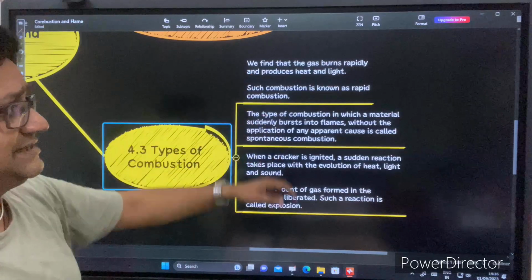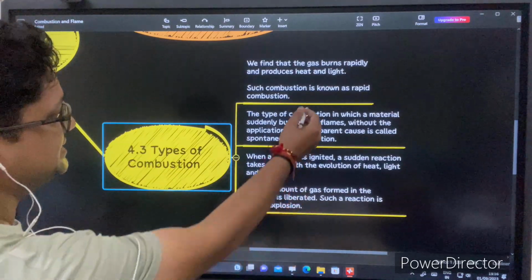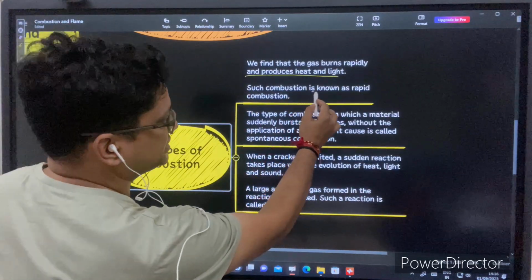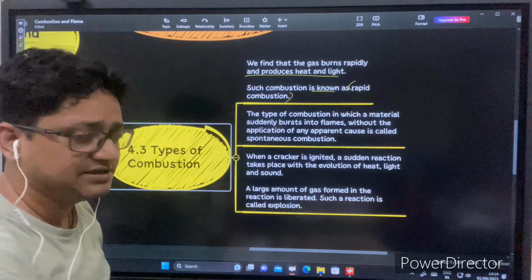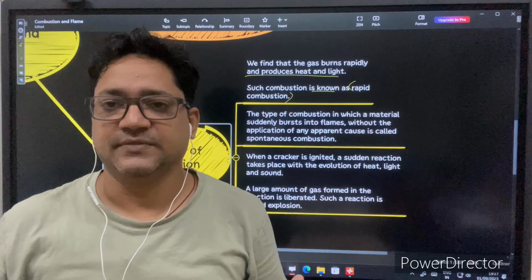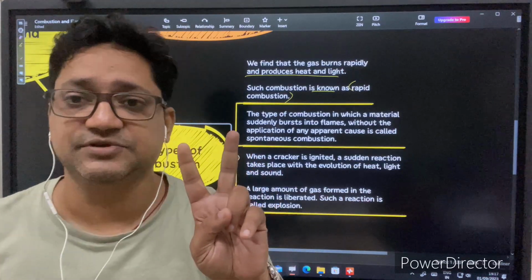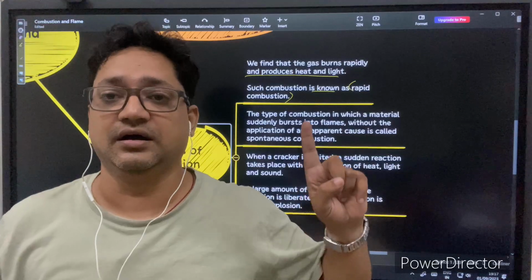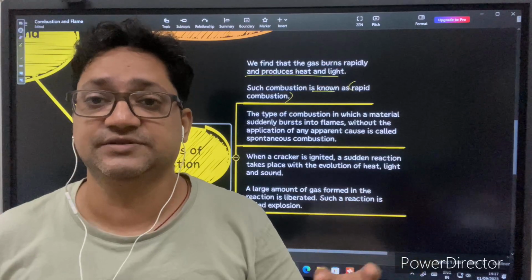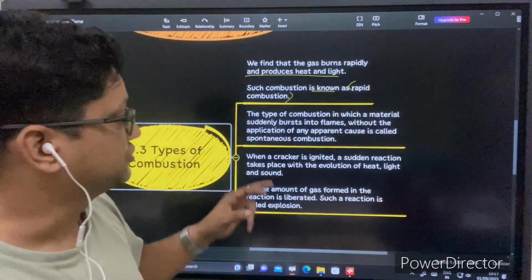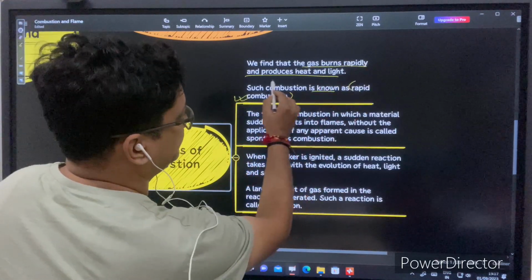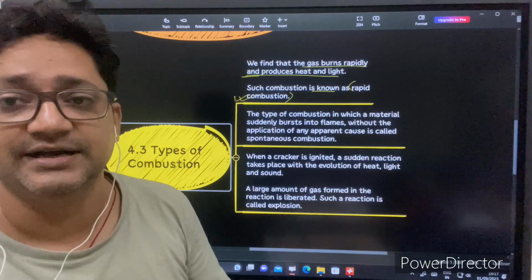We find that a gas burns rapidly and produces heat and light. Such combustion is known as rapid combustion. Rapid combustion means that the pace of catching fire is very high. Mostly it happens in 2 types of substances: either the fuel is in gaseous form, or it has the tendency to vaporize very easily. So the first type is rapid combustion, where the gas or fuel burns very rapidly and produces heat and light.